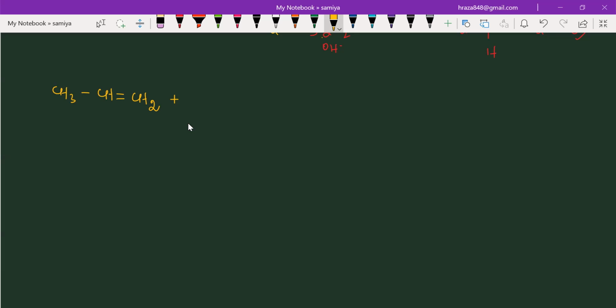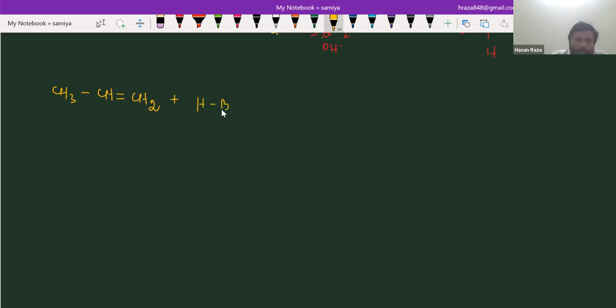See, I'm going to explain the mechanism. If you are going to react this, what happens here? Break it, and this H will go to the carbon which has lesser number of hydrogen. So it will be CH2, and this BH2 will go to the carbon which has greater number of hydrogen. So it will be CH2BH2.